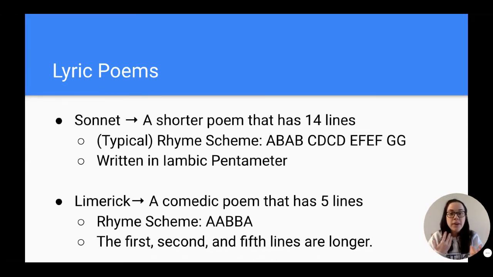And then the last type of lyric poem is a limerick. A limerick is a comedic poem that only has 5 lines. Okay, so there is a rhyme scheme for a limerick, which is A, B, B, A. The first, the second, and the fifth line, so those A rhyme scheme lines, are longer than our B rhyme scheme lines. So that's something important to remember.